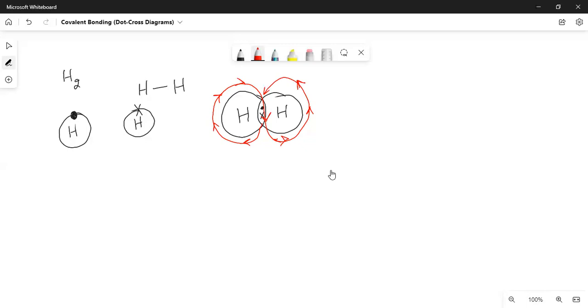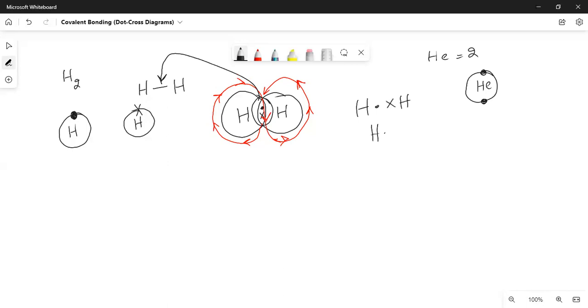Why? Because having 2 electrons in the outermost shell, helium has 2 electrons in the outermost shell, and that's why helium is stable. That's the nearest noble gas configuration. And both the hydrogen atoms think that they have the configuration of helium, and both think they are stable. A dot and a cross is actually shared as a single line. So instead of doing this, we may write it like this, or we may write it with a simple line. That's how we write it.